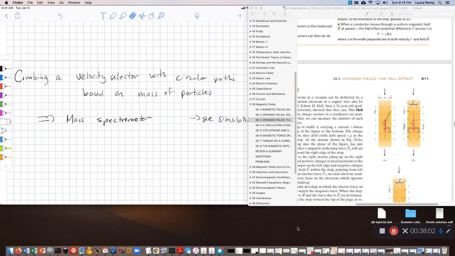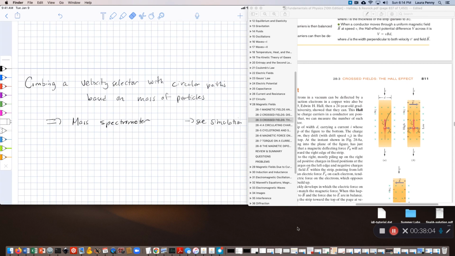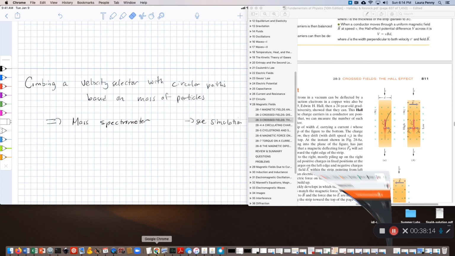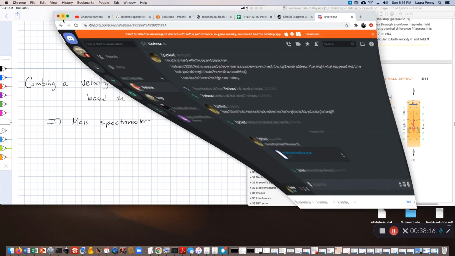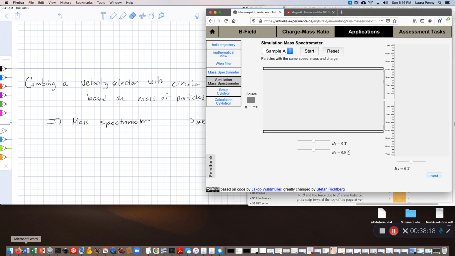So combining a velocity selector with this idea that you can get these circular paths depending upon the masses of the particle, this is a mass spectrometer. So let me look at, where did I put that? No, not my Discord channel. Here we go. So a mass spectrometer, how are we doing on time?